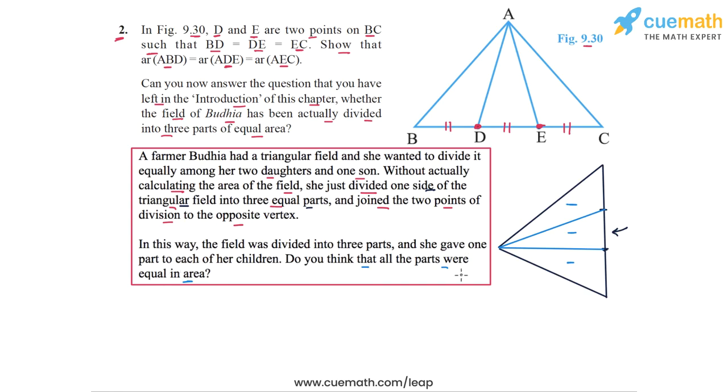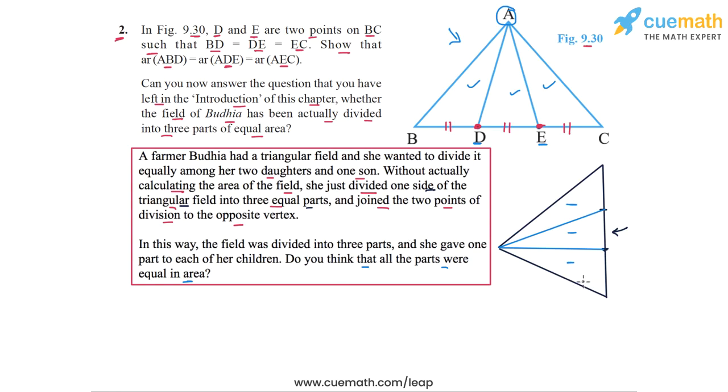So yes, all the 3 parts must be equal in area, because this is what we have just proved. Joining the vertex A to these 2 points of division D and E led to these 3 triangles of equal area, which we just proved. So similarly, in Budhia's case, the field will be divided into 3 parts, 3 triangles of equal area. So the answer to this question is yes.